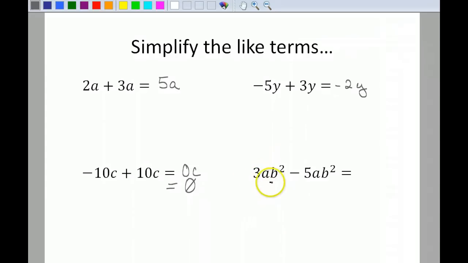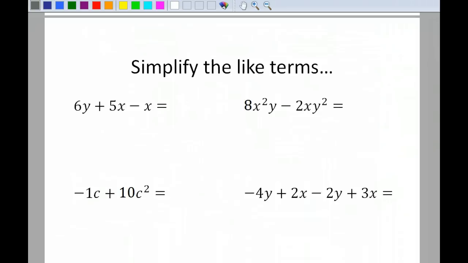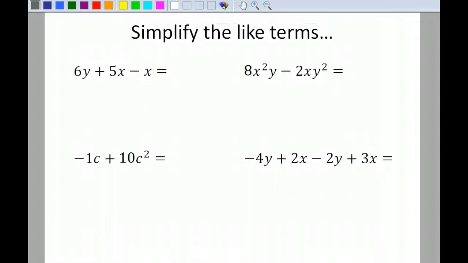Now let's look at 3ab squared minus 5ab squared. Same variable raised to the same power. Now what is 3 minus 5? A small number from the large number, keep the sign of the large. Negative 2ab squared. Now these are going to use the exact same rules that we've used before. Some of the problems are a little more complicated. So I want you to hit pause, see how you can do on your own, and then hit play again.